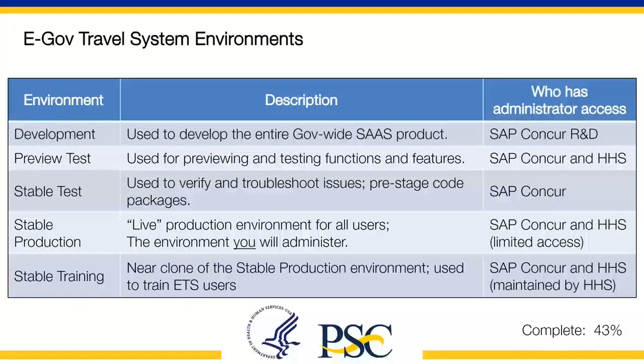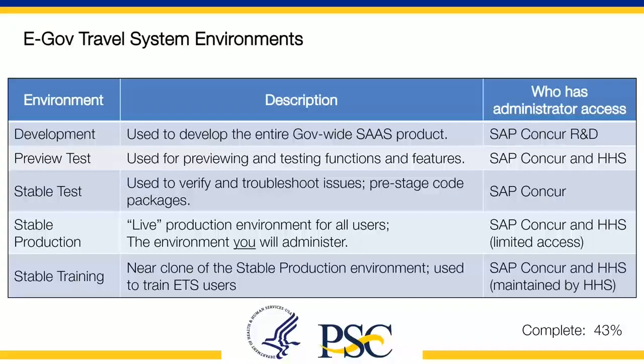The stable test environment is used to verify and troubleshoot issues, Prestige code packages. Administrator access is limited to SAP Concur. The stable production environment is the live production environment for all users. The environment you will administer. Limited administrator access is granted to SAP Concur and HHS.